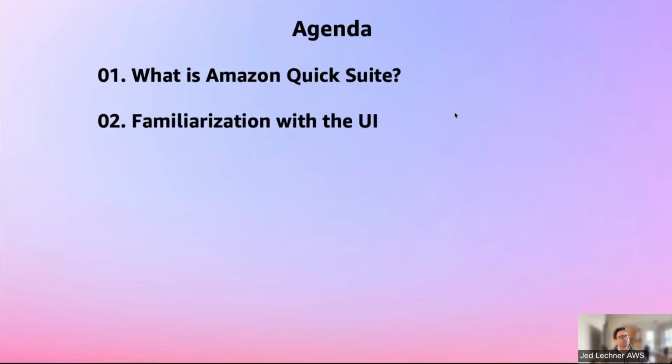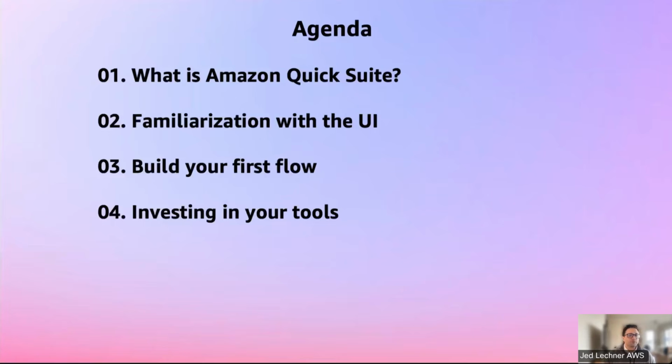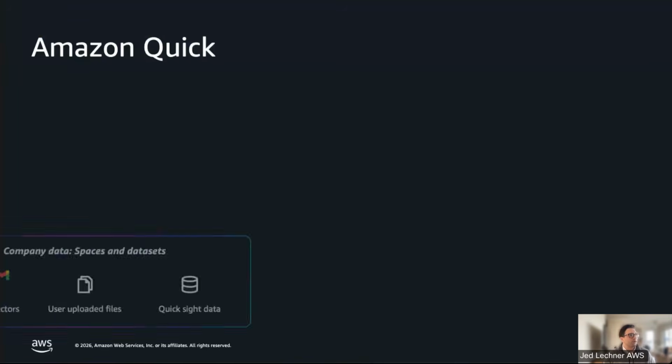So just for the agenda, we're going to go into what Amazon Quick Suite is. Then I'm going to do a quick familiarization with the UI. And then we're going to obviously build our first flow together. And then I'll show you some lessons learned over years of software engineering, of how you can invest in your own tools to make your job a lot easier. And then we'll just do a quick recap.